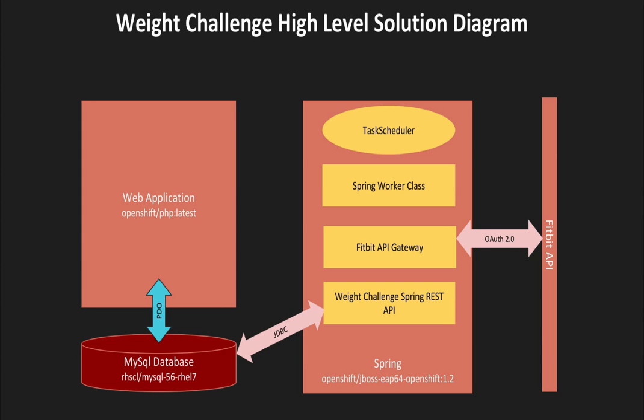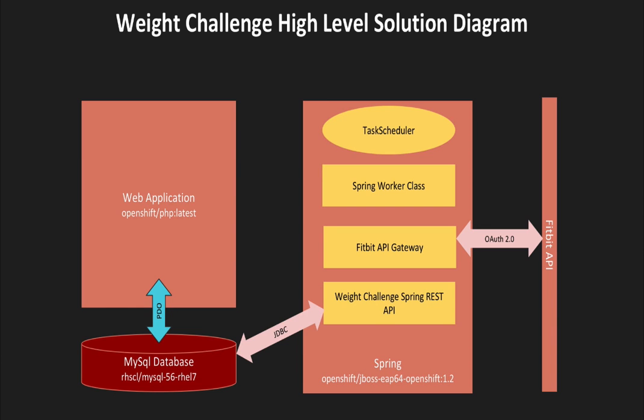This application is integrating with the Fitbit API, and this integration is to read the values from the Aria scale for each of the participants in the contest or in the challenge. We also have the backend services, and these are built using the Spring framework on the OpenShift JBoss EAP, and this consists of a task scheduler that runs maybe once daily. It can be configured, and each time it runs, it initiates a worker class. This is like the heart of this application, or the main business logic in the backend application.